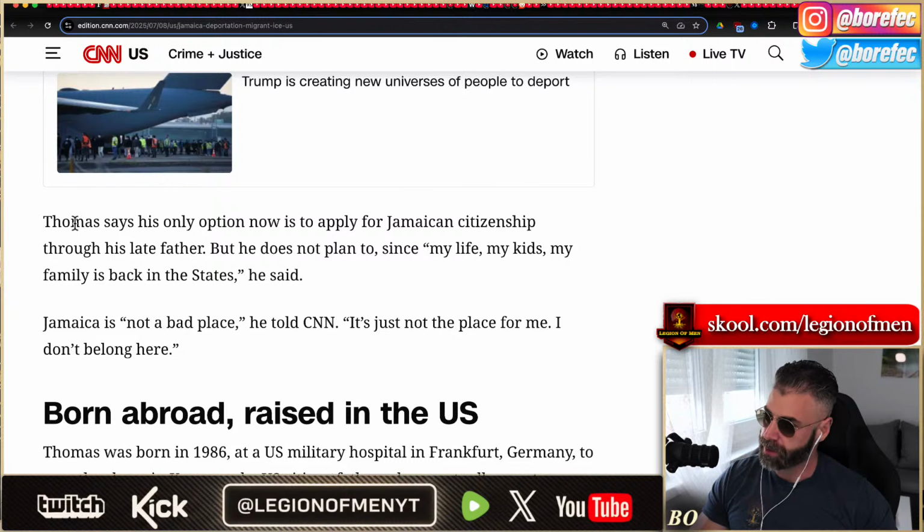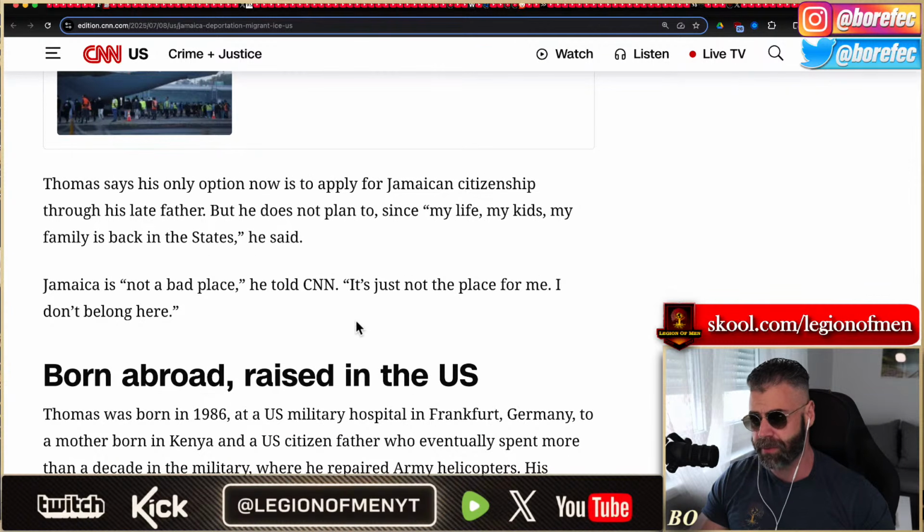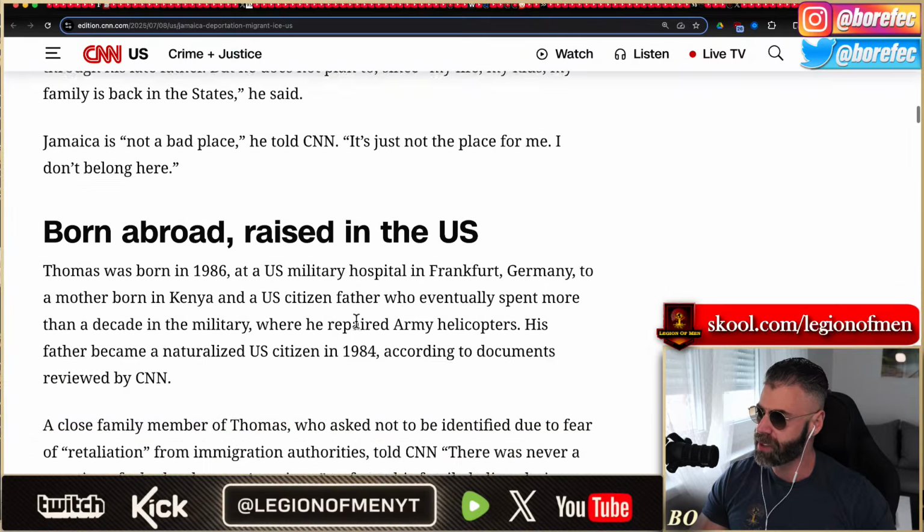Then they keep reporting. Shockingly, they should have just stopped there. Thomas says his only option is now to apply for Jamaican citizenship through his late father, but he does not plan to, since "my life, my kids, my family is back in the States," he said. "Jamaica's not a bad place," he told CNN. "It's just not a place for me. I don't belong here." Okay. Eyebrows are raised. What's happening?